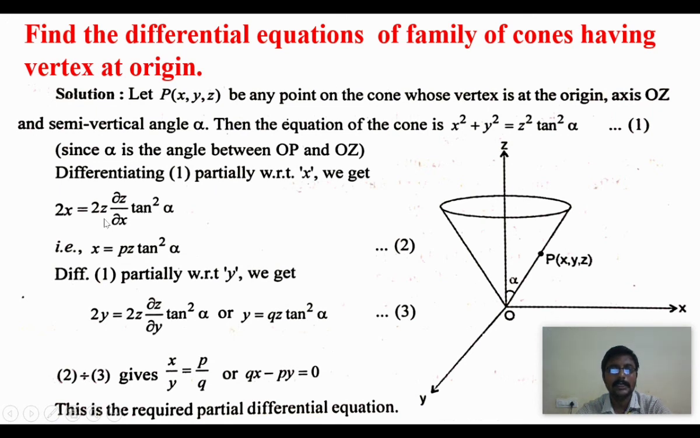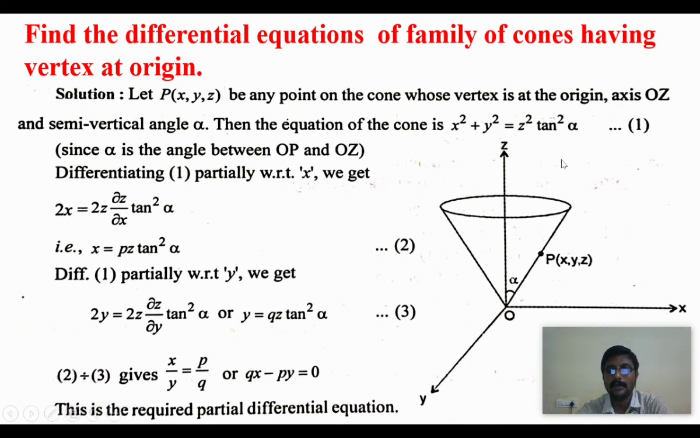So the 2 gets cancelled, and the x value is pz tan square alpha. Similarly, we can obtain the y value, that is y equals qz tan square alpha. That means we are differentiating this equation 1 partially with respect to y. Now, dividing these two equations, that is 2 by 3, which gives x by y. Clearly here tan square alpha gets cancelled, and z is also cancelled. On cross multiplying, we will have qx minus py equal to 0. It is the required partial differential equation of the given family of cones having vertex at origin.